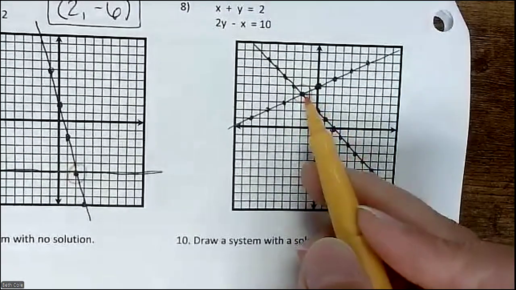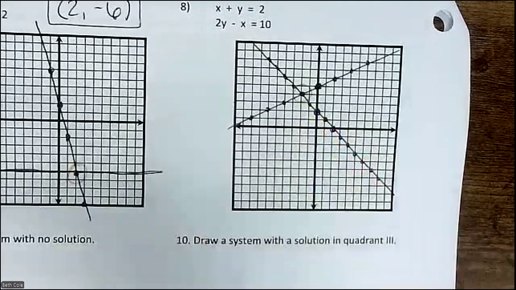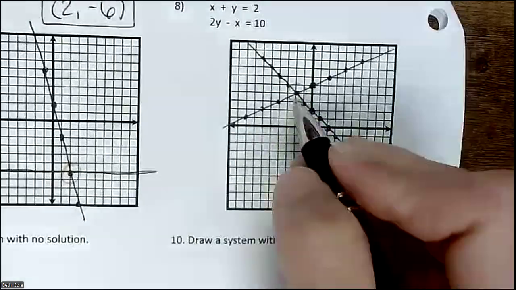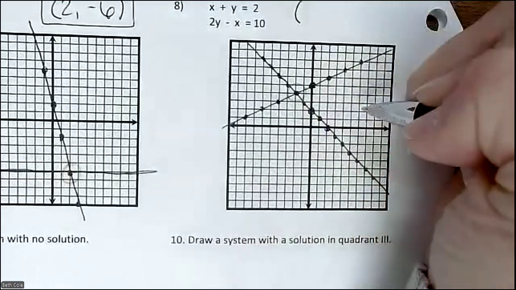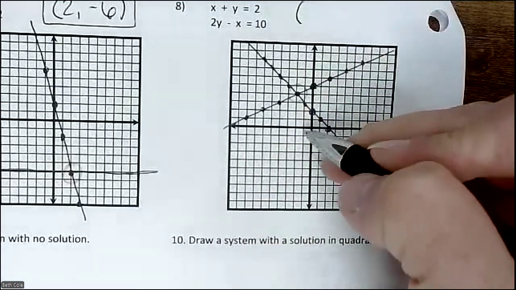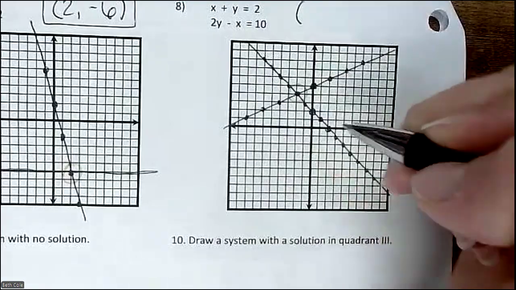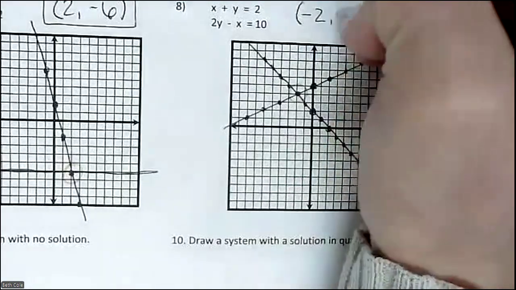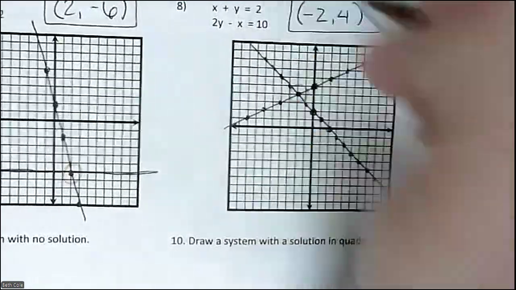This point is your answer. So what is that ordered pair? -2, is it 4? Perfect.